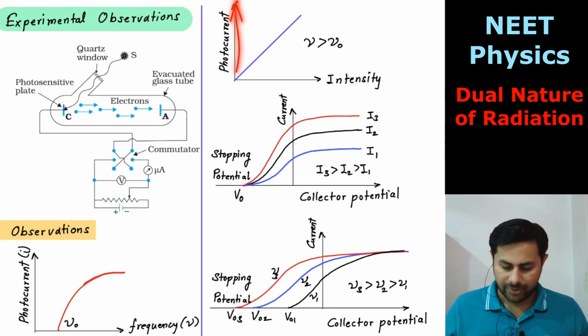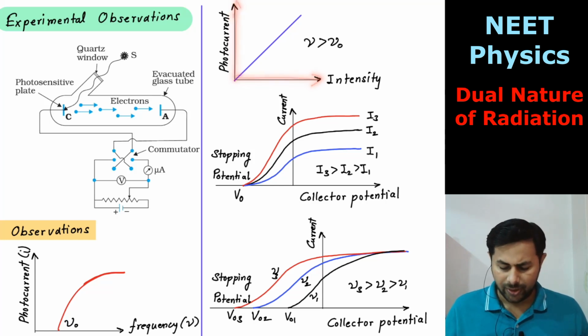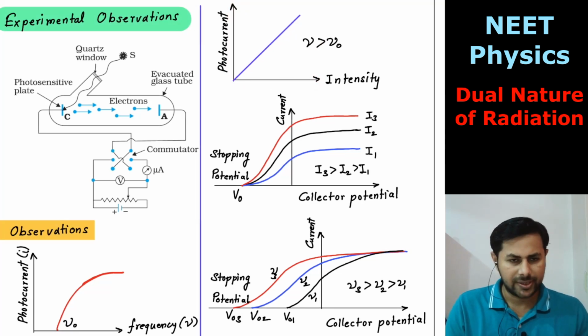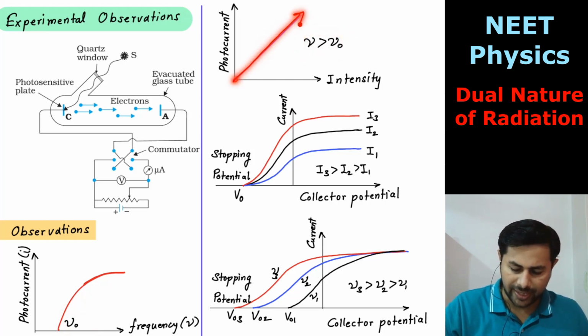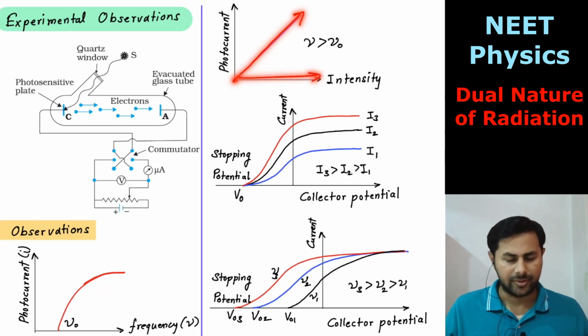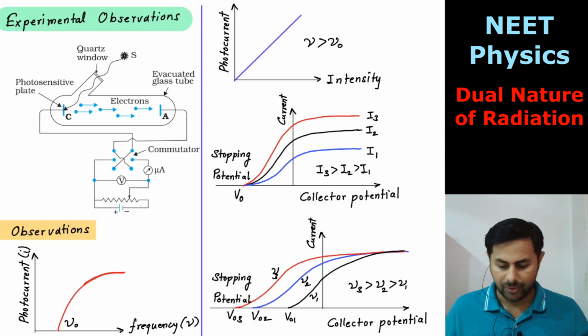See the next graph. Next graph is between the photocurrent and the intensity. So here you fix some frequency greater than the threshold frequency. If the frequency is greater than the threshold frequency, then the photocurrent is just directly proportional to the intensity. Okay, this is the second graph, right?